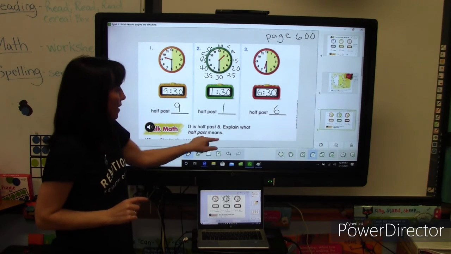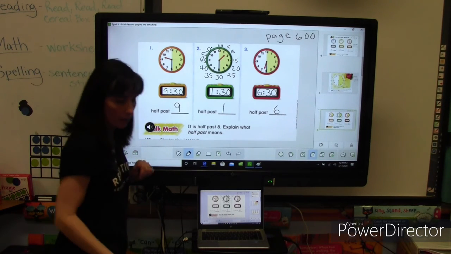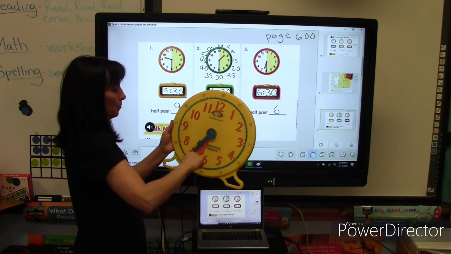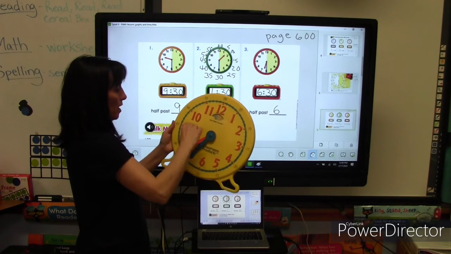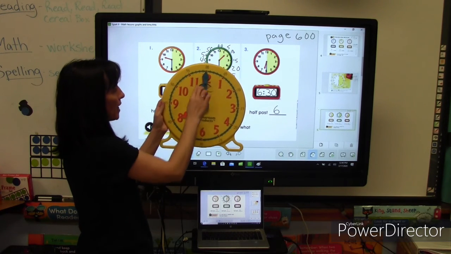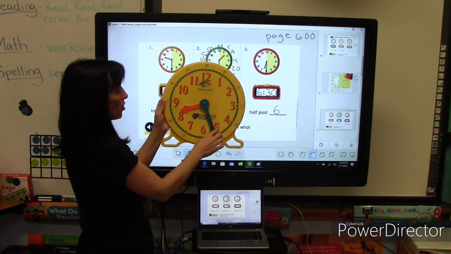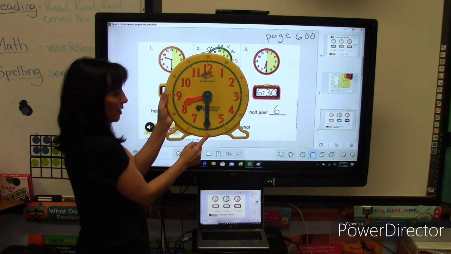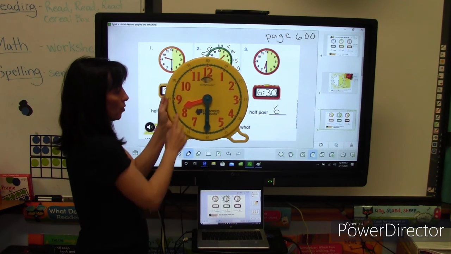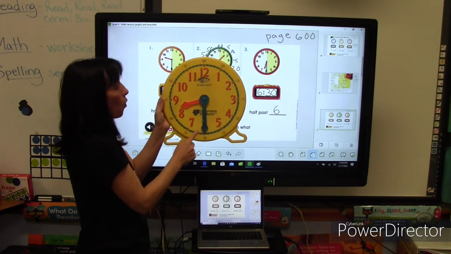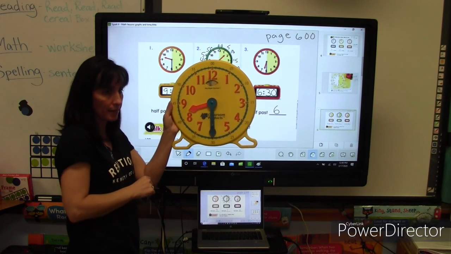It says it's 8:30. Explain what 8:30 means. So if my clock were on 8 o'clock, I'm just going to set it on 8 o'clock. There's 8 o'clock. If I want to go 8:30, it means that my minute hand has gone halfway around the clock. It is on the 6. It is 30 minutes. So it's 8:30, it's 30 minutes after 8.